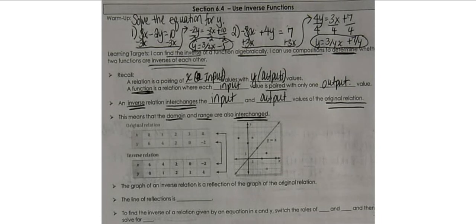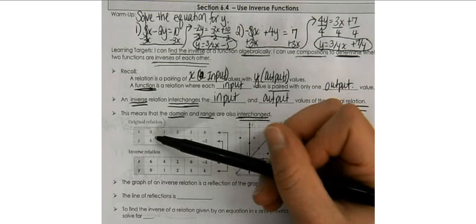So some things that I want you to know is that I'm going to give you ordered pairs, or you might see something that will have ordered pairs with it. And in order for you to identify what your inverse relation is, all you're going to do is switch your x and y values. So I have right here a relation. We have (0, 6), (1, 4), (2, 2), (3, 0), and (4, negative 2).